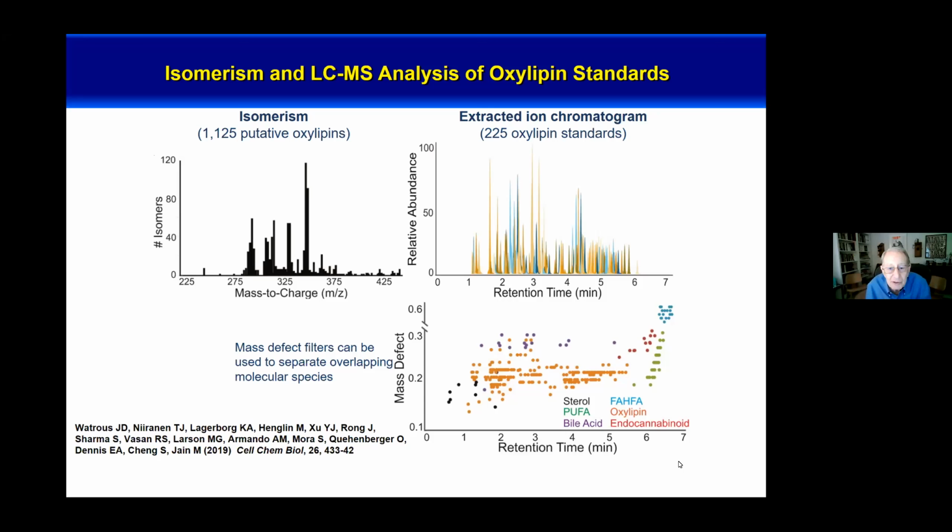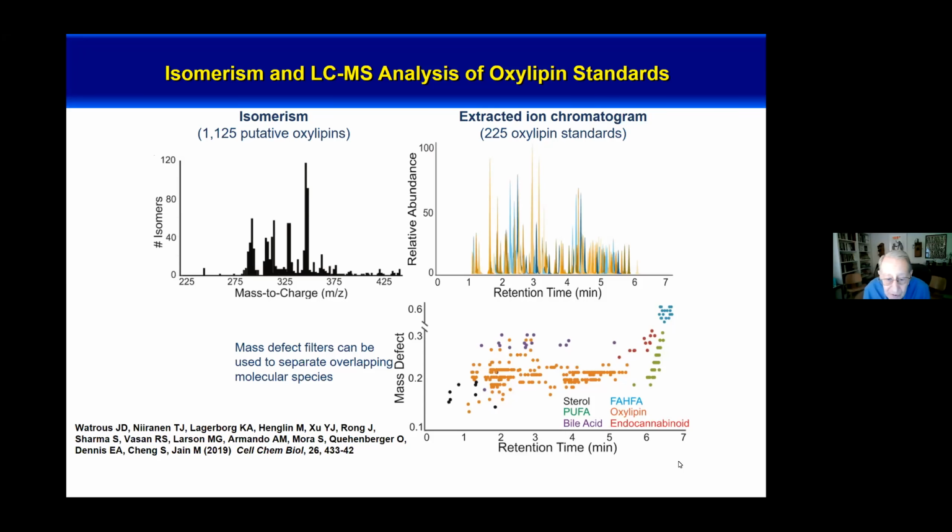If one looks in the Lipid Maps database, there are some 1,100 putative oxylipids, but there are only 225 oxylipid standards commercially available. And if you look at these oxylipids and just look at their mass to charge in the upper left, there's an enormous number of isomers at each m/z, even with exact mass. If you look at the extracted ion chromatogram over the retention time, one gets a nice separation of all of these standards.